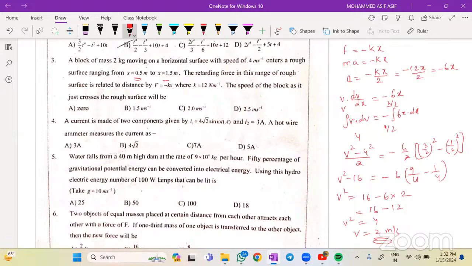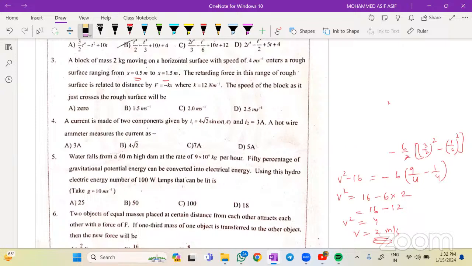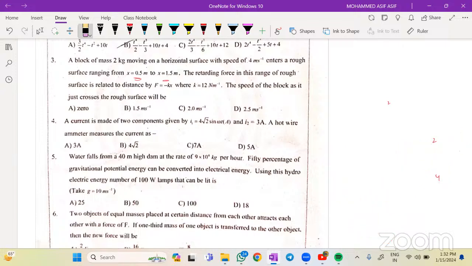A current is made up of two components. I1 is equal to 4 root 2 sin omega t ampere and I2 is equal to 3 ampere. A hot wire meter measures the current. ये एक DC current है मेरे पास, और एक direct current है. That means I need to use the component of both of them to simplify the problem part. एक AC current है देखो because it is a sine function. Another one is right now for me a direct current है basically.